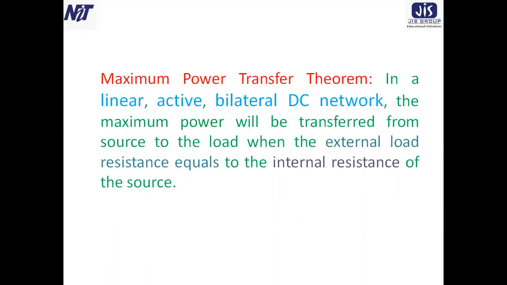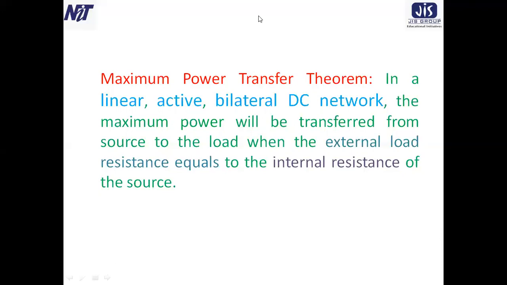Look, in a linear active bilateral DC network, the maximum power will be transferred from source to the load when the external load resistance equals the internal resistance of the source. So this is called the maximum power transfer theorem. Now try to understand the meaning of this. Try to develop your knowledge about all the terms, all the words which are related with this statement.